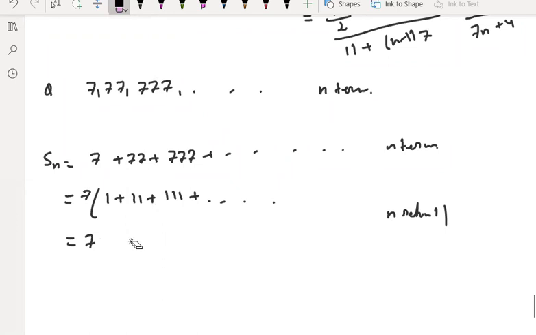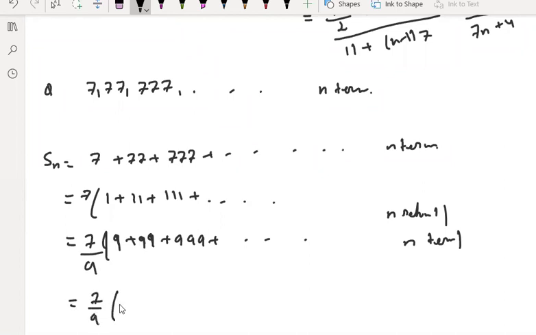Instead of doing this, I'll just write 1 plus 11 plus 111 dot dot dot n terms. So what we can do? Can we divide and multiply by 9? Divide and multiply by 9. Tell me yes or no.